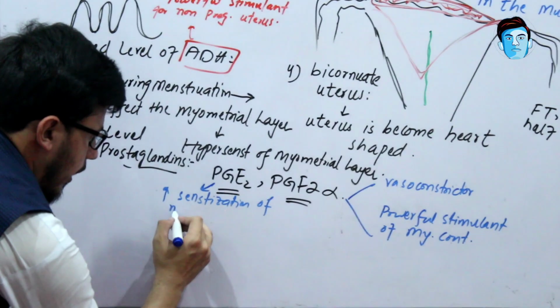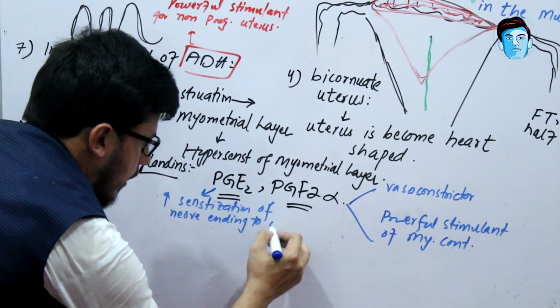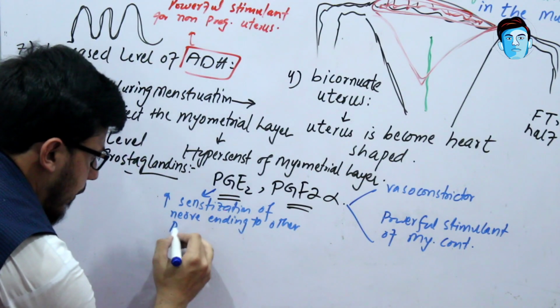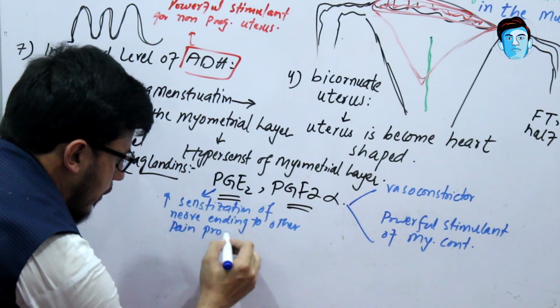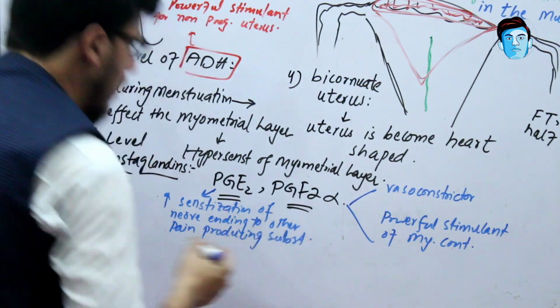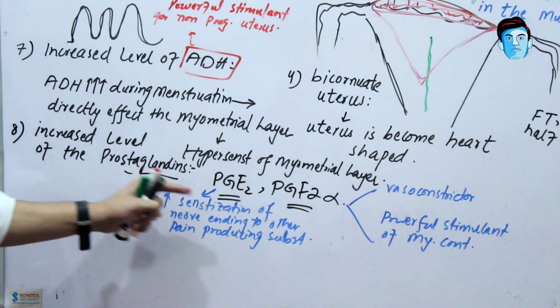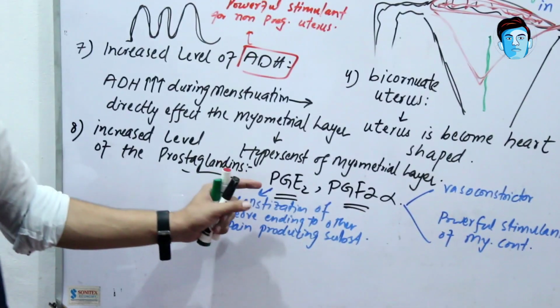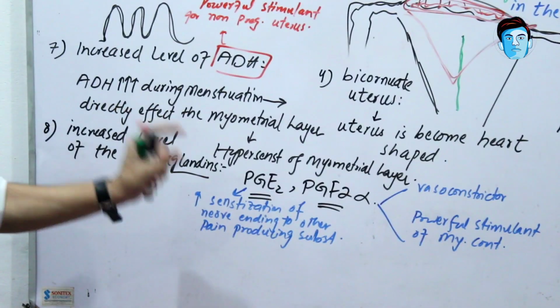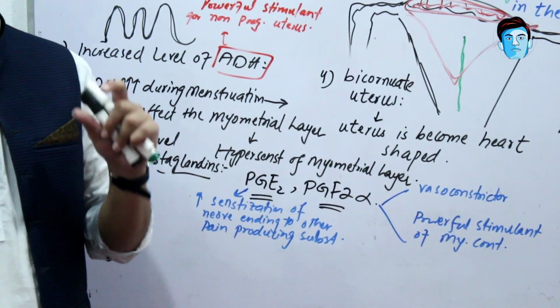of nerve endings to other pain-producing substances, PGF2 alpha is a vasoconstrictor and a powerful stimulant of myometrium contractility.